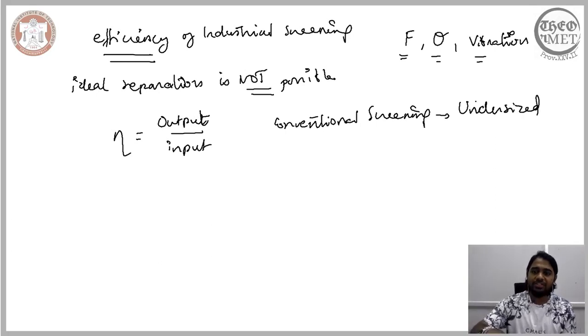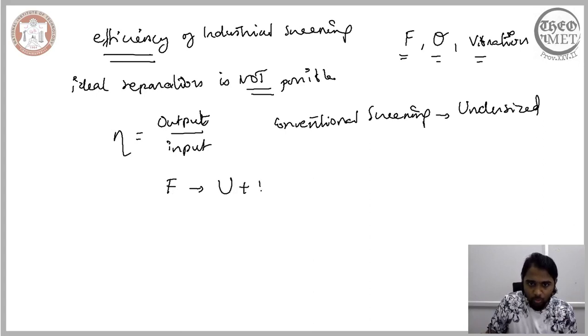So essentially the desired goal, or the desired output, is the separation of the undersized particles from the oversized particles. So you have oversized particles and undersized particles, and you need to separate the undersized particles. Now when you consider the feed, it is a mixture of both the undersized particles and the oversized particles.